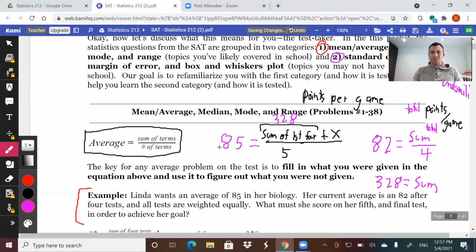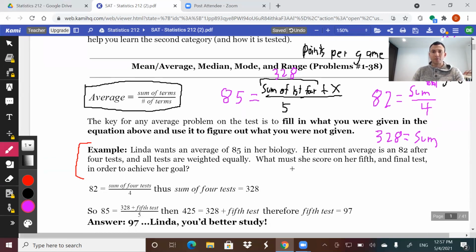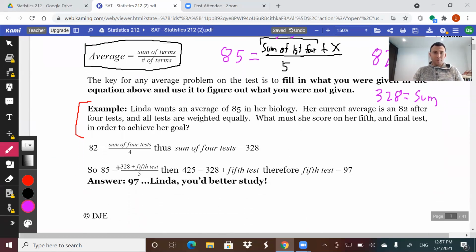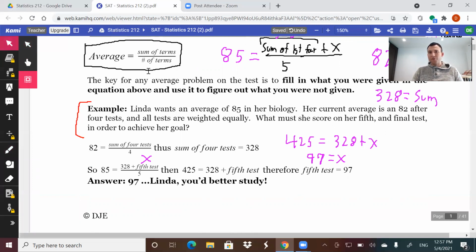Then we plug in what we know and figure out what we don't. We know that 328 plus X, divided by 5, has to average 85. Now we just isolate X. It becomes any type of average problem we've ever done before. Because we're tight on space, I've actually done the steps here. 328 plus X, the fifth test, divided by 5 equals the average. Multiplied by 5, we get 425 equals 328 plus X. Subtract 328, and we know that she has to get a 97 on her last test. So again, my best advice for any average problem is fill in what you do know within this average framework or skeleton and use it to figure out what you don't.